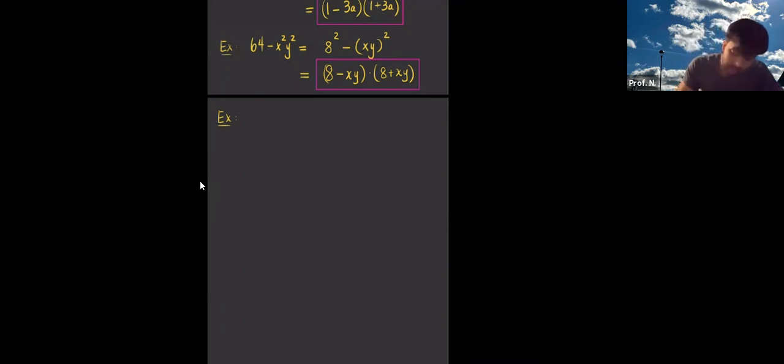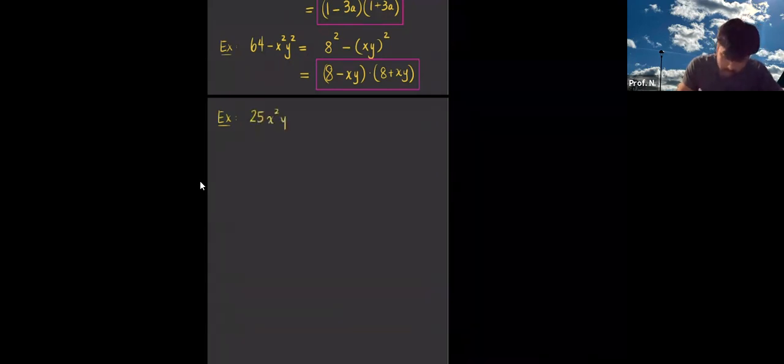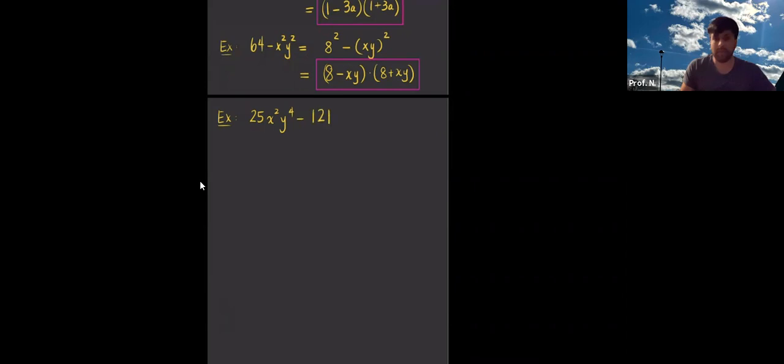So what if I get something like this? 25x squared y to the fourth minus 121. The x squared y to the fourth might be something that's glaringly different. It's similar to this, but as you can tell, now the exponents are not necessarily twos. One of them is two, the other one is four. But the good thing is, at least we understand that these are perfect squares. So why don't we rewrite that as perfect squares?